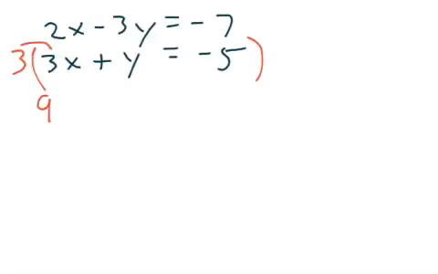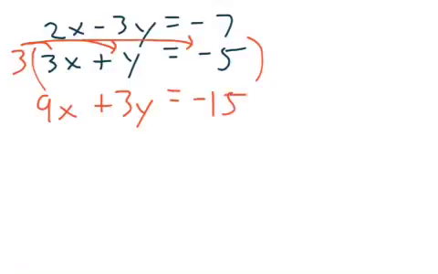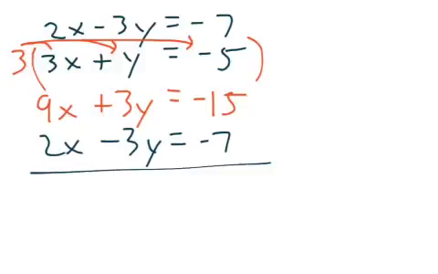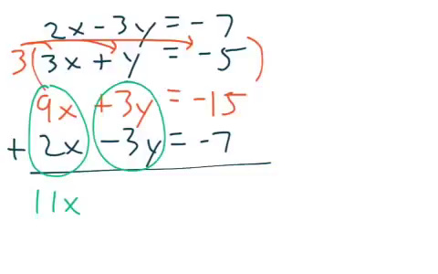So 3 times 3 is 9x. 3 times y is 3y, equals 3 times negative 5, which is negative 15. Now notice, guys, I multiplied everything by 3. It's called the distributive property, right? Make sure you multiply every term by 3. Okay, and we already have 2x minus 3y equal to negative 7. That was the first equation that we did not change. Notice now, when I add these together, 9 and 2 is 11x. 3 minus 3, again, by making that a 3, we just made that 0, equals negative 22.